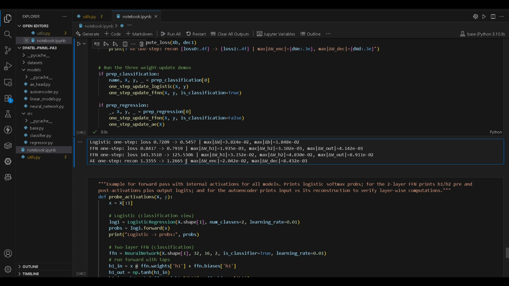And then lastly, with the autoencoder, the error improves from around 1.33 to 1.26 with both encoder and decoder weights updated, validating end-to-end learning. And this confirms that our full training and evaluation pipeline works correctly.